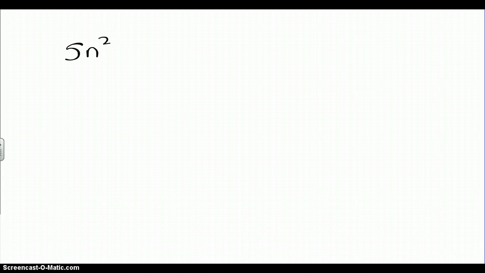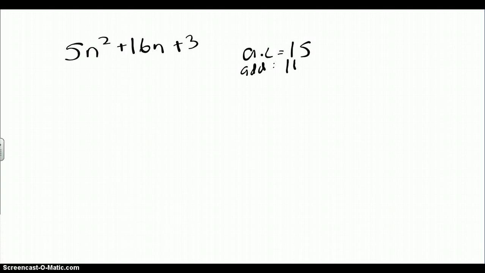So if I have 5n squared plus 16n plus 3, remember I need to multiply a times c. So 5 times 3 gives me that 15, and I need to add to 16, which is my b value. So what two numbers multiply to 15 and add to 16? That's going to be +15 and +1. Okay, so I'm going to break that middle term up into +15n and +1n.